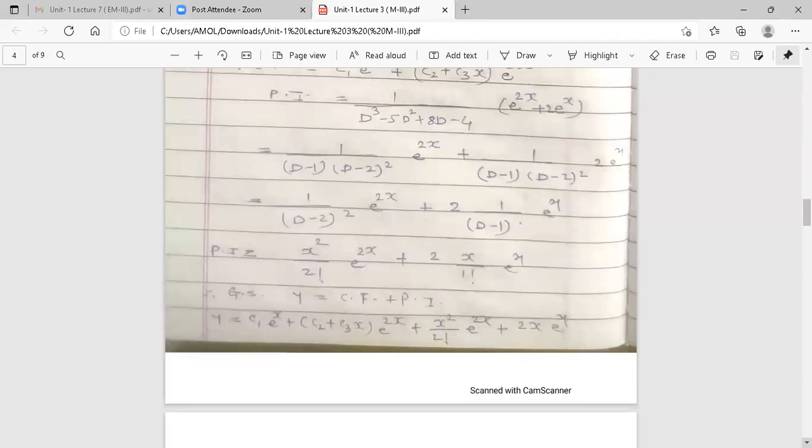Okay, so this is the PI, and the general solution is y equals CF plus PI. You just add the complementary function and the particular integral, and then you have the general solution here.